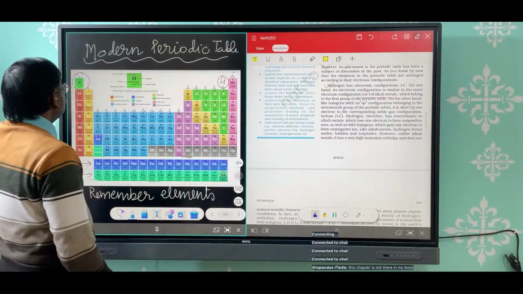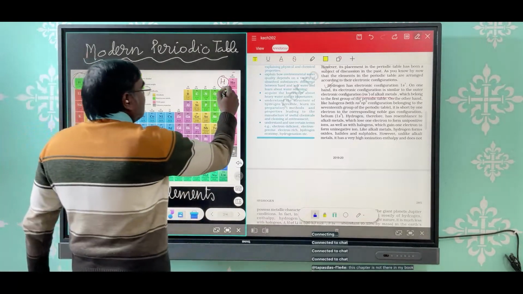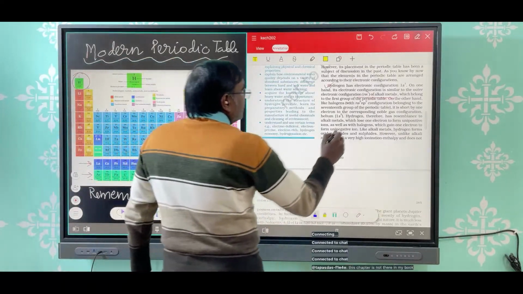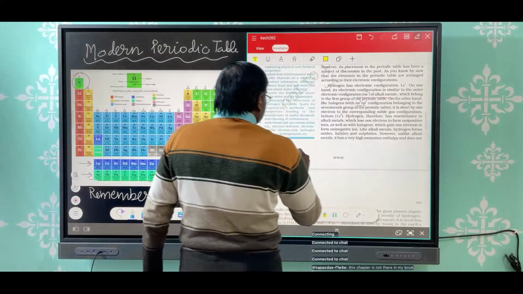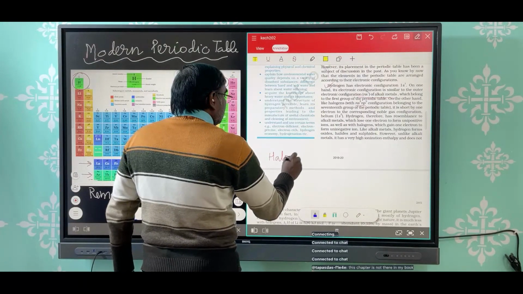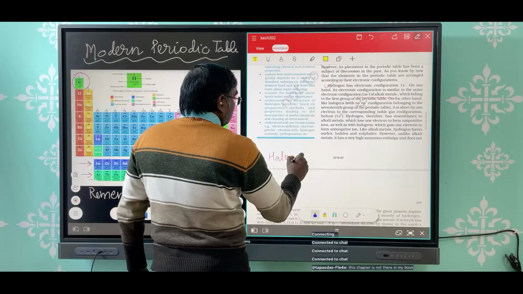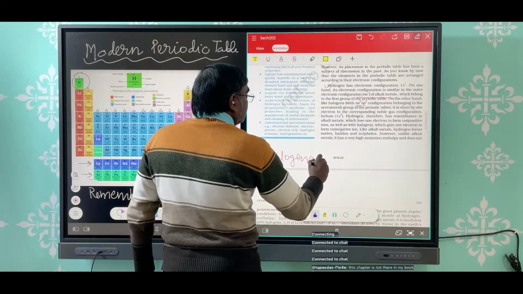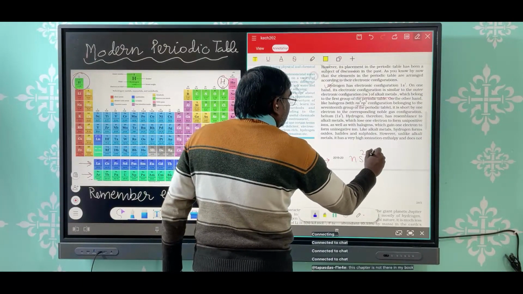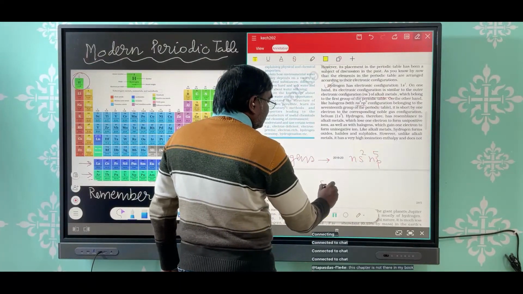See, this group 1A is the alkali metals, and this group 7A is the halogens. This is the electronic configuration for the halogens. Halogens is the collective name for fluorine, chlorine, bromine, iodine, astatine, right? So for halogens, that is ns2 np5.